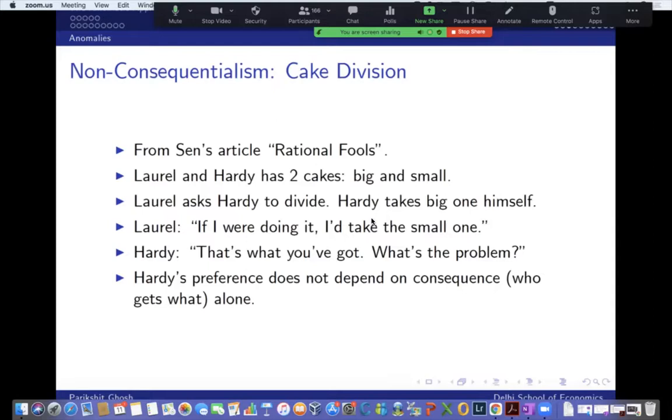So Laurel asks Hardy to choose who should get which cake. And Hardy takes the big one himself and gives the small one to Laurel. And Laurel gets very upset. So he says to Hardy that if I were doing it, I'd take the small one and give you the bigger cake. And Hardy responds, that's what you've got. What's the problem? You would have taken the smaller one yourself. I've given you the smaller one. So why are you upset? So what's going on here?